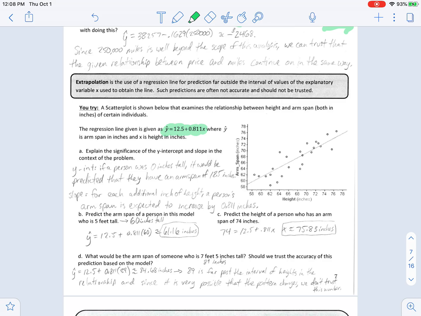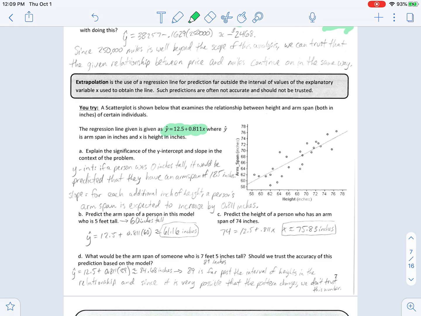Slope: for each additional inch of height, a person's arm span is expected to increase by 0.811 inches. Again, you could say it in either direction. You could say the arm span is expected to increase by 0.811 for every additional inch of height. It doesn't matter the order, but it always has to be 1 unit up in the x direction and then the slope change in the y direction. Again, increase because it's a positive slope.